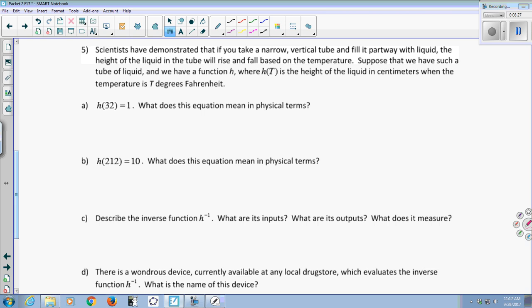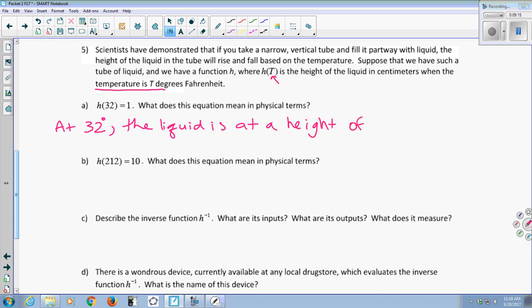Scientists, excuse me, have demonstrated that if you take a narrow vertical tube and fill it partway with liquid, the height of the liquid in the tube will rise and fall based on the temperature. So suppose that we have such a tube of liquid and we have a function h where h of t is the height of the liquid in centimeters when the temperature is t degrees Fahrenheit. So h of 32 equals 1. So my inputs are t's, and t represents temperature. Okay. So at 32 degrees Fahrenheit, the liquid is at a height of 1 centimeter, right? Measured in centimeters.